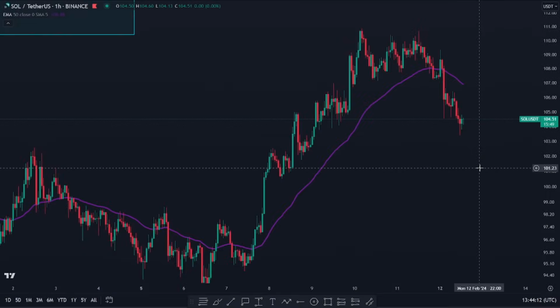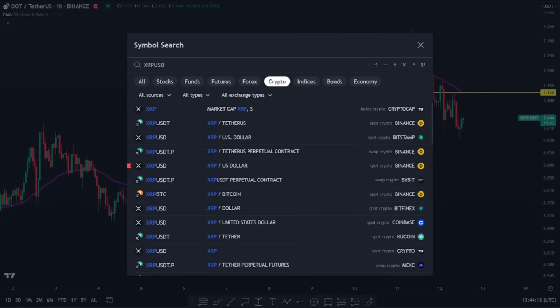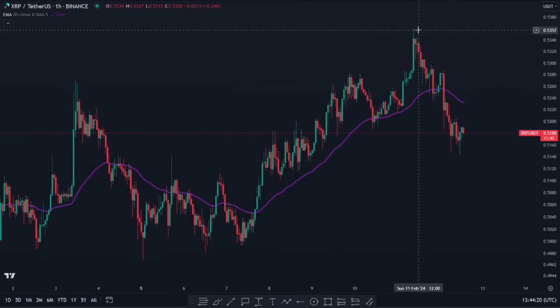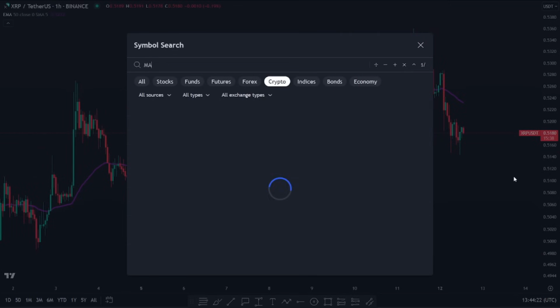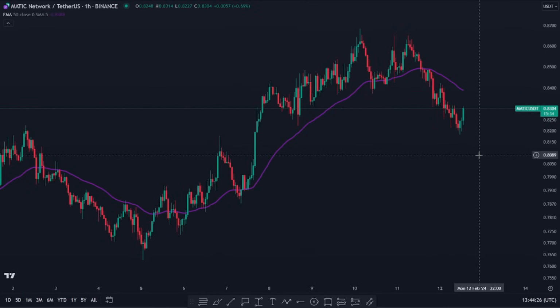I haven't checked this chart, okay? I'm just improvising. Polkadot, dropping. I don't know. XRP is quite a stable coin lately, but still dropping. I don't know. Matic is probably dropping. Let me check Matic. Matic dropping quite a lot.